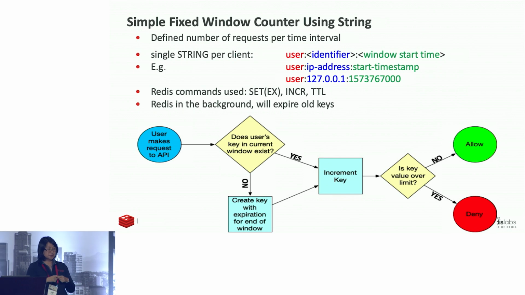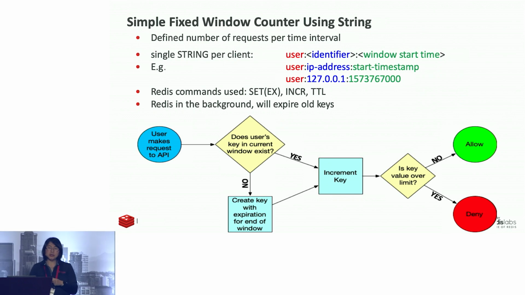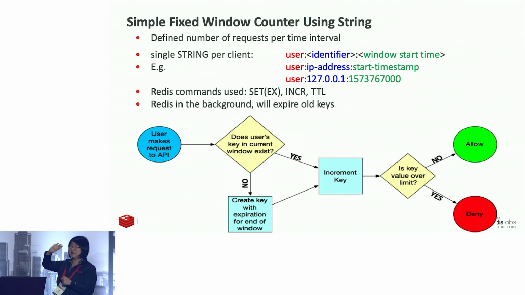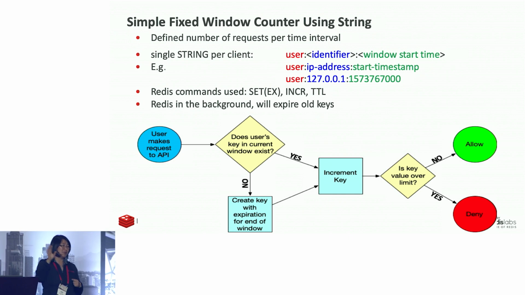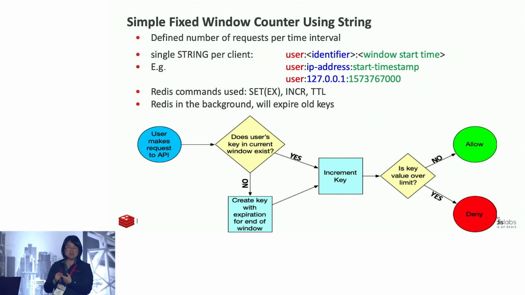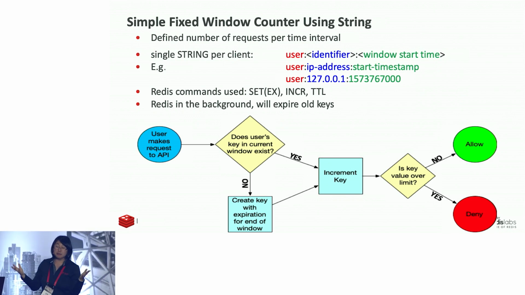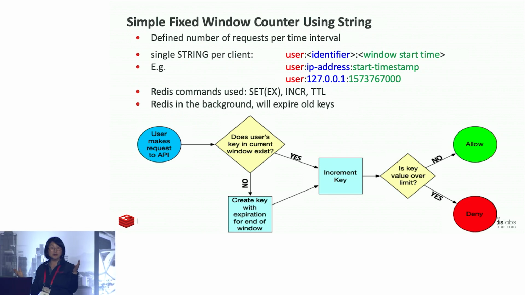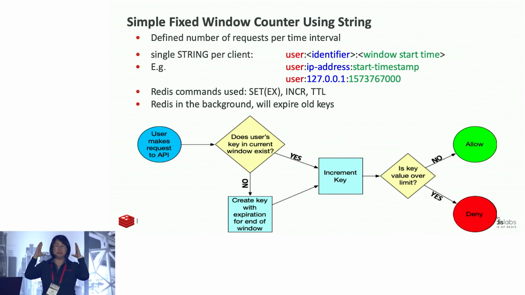Okay? So, the simple fixed window counter. This is probably the most simple, basic way of doing a rate limiter in Redis. Define the number of requests per time interval. So you could say, I want 5 requests per minute, or per second. You kind of have to identify your window, a fixed window, and then for that fixed window, how many requests are you going to allow in?